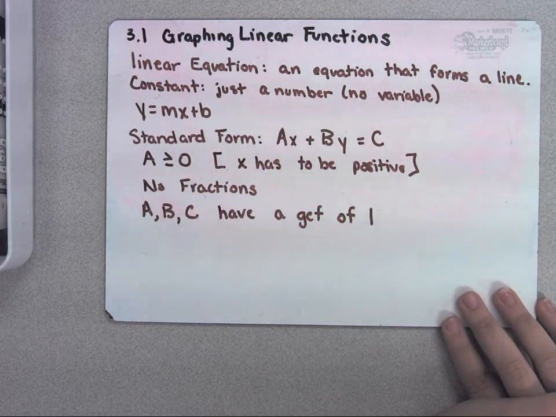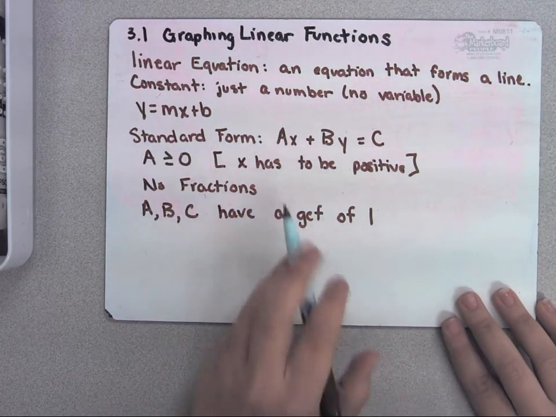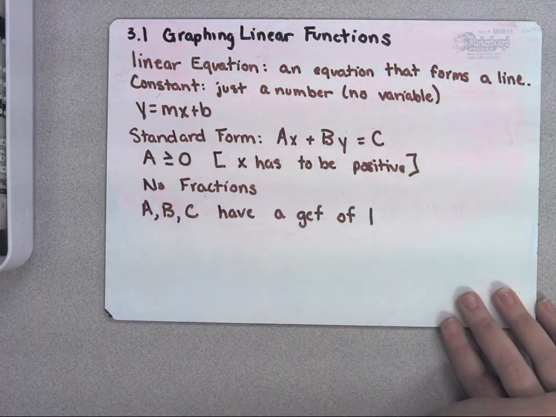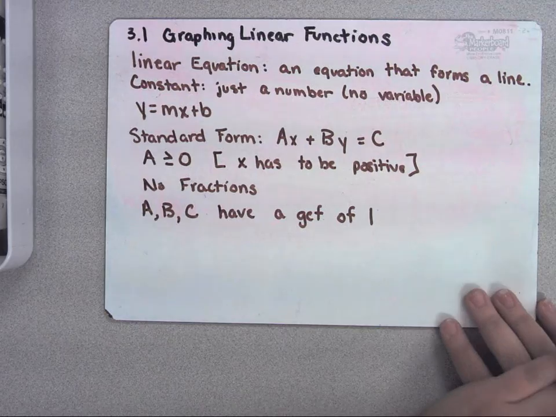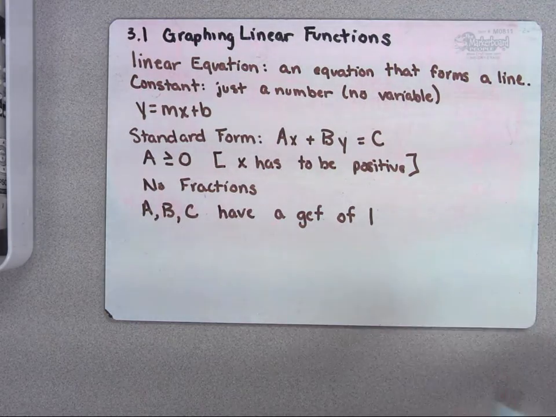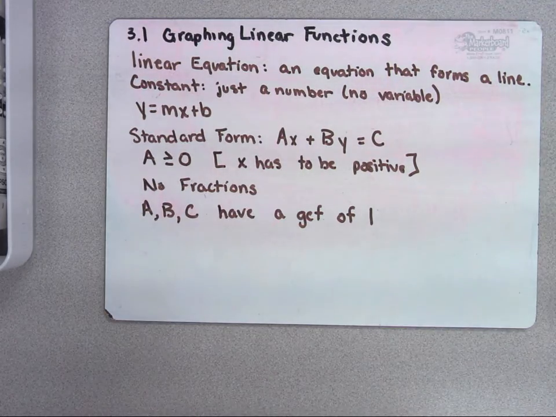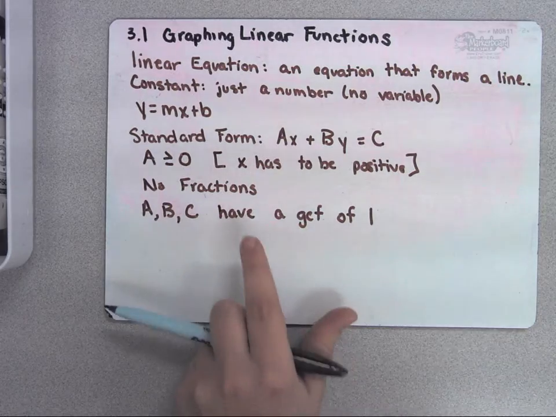Yeah, so we have 3 numbers. None of them can be divided by anything except for 1. So I couldn't have 2, 4, and 6, because 2, 4, and 6 are all divisible by 2, right? So they all have a GCF of 2. If that's the case, we would have to simplify it, is basically what this statement says.